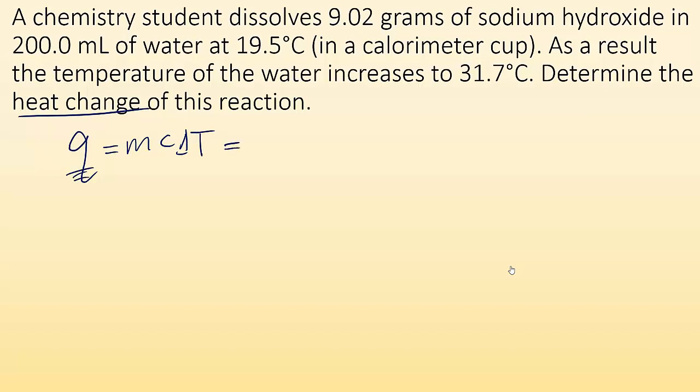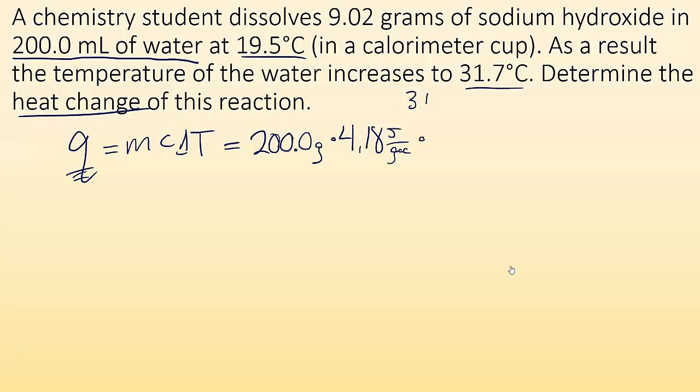So now I got to figure out, well, what is the mass of 200 milliliters of water? Well, this is something you should just know. The density of the water is 1 gram per milliliter. So the 200 milliliters is really the same thing as 200 grams of water times the specific heat of water, which we should know as 4.18 joules per gram degree Celsius. And then we need to times it by the change in temperature. Well, it was at 19.5 and went to 31.7.